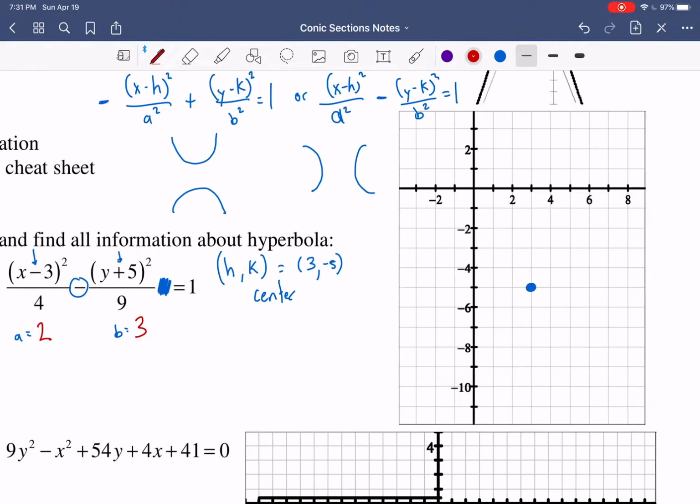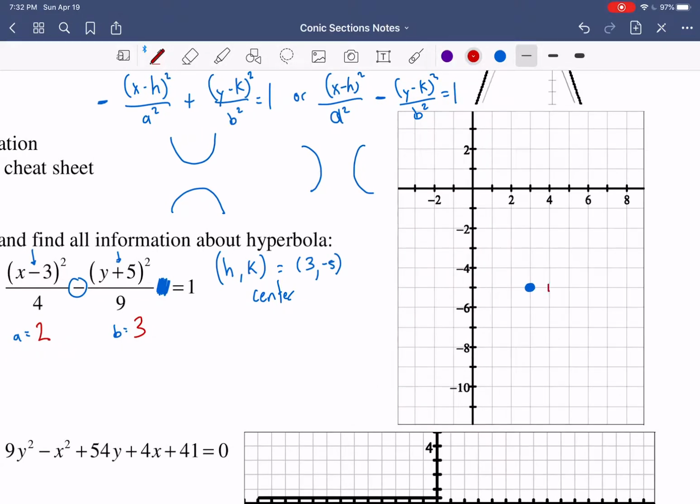Those numbers still do the same thing for us in a hyperbola. So a is connected to x, so that means we go 2 in the x direction to the right and 2 in the other x direction to the left. All right. And then b is underneath y, so it tells us to move that many spaces from the center in the y direction. So that's up 1, 2, 3, and down 1, 2, 3. And this forms, again, no really technical word, but I will just call it the box.